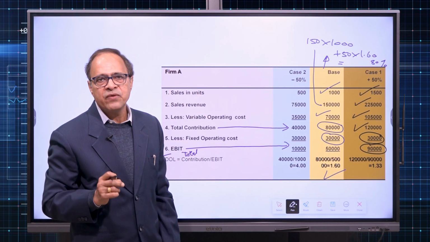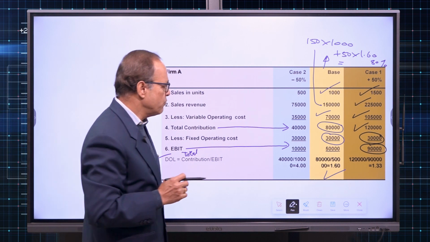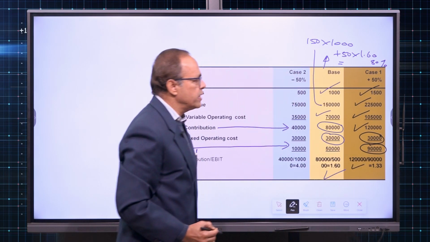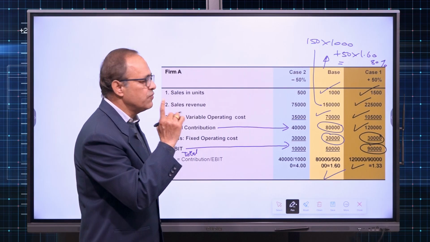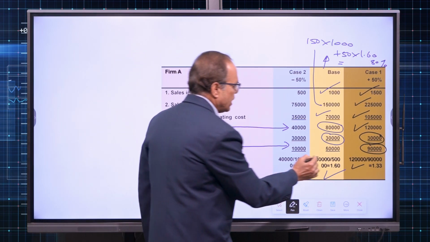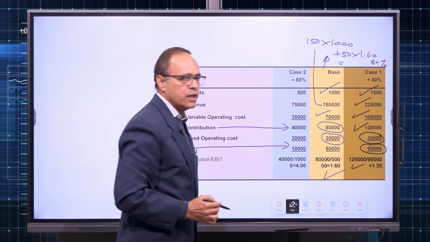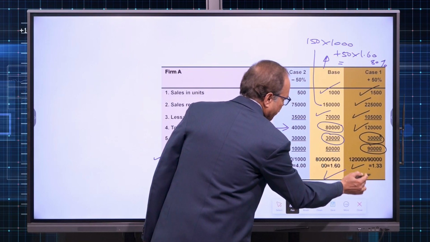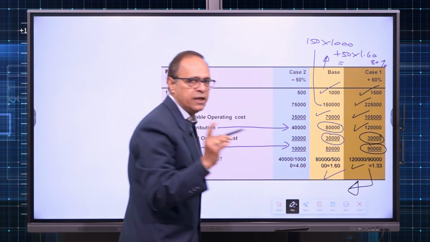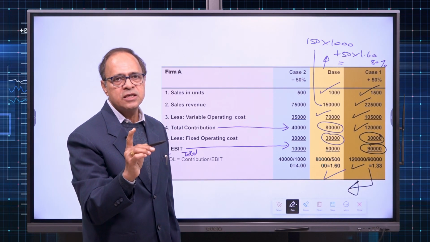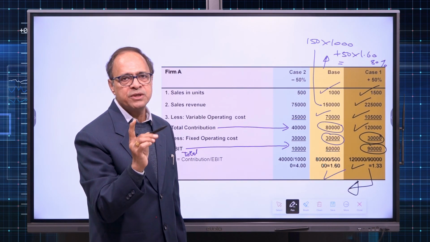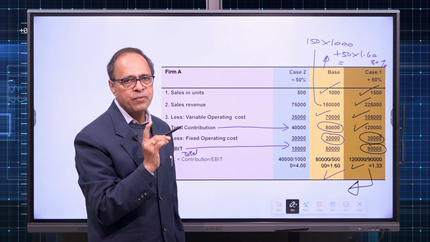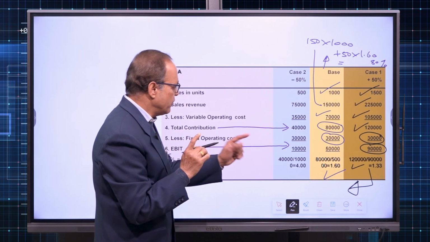Now, one more interesting fact which I explained a few minutes ago. Calculate the operating leverage at case 1 when your sales is 1500 units. It will be 1,20,000 divided by 90,000. You get 1.33. This simply means that from this level, for every 1% change in sales from 1500 units, your operating profit will change by 1.33%. Right? Now, you can verify also.